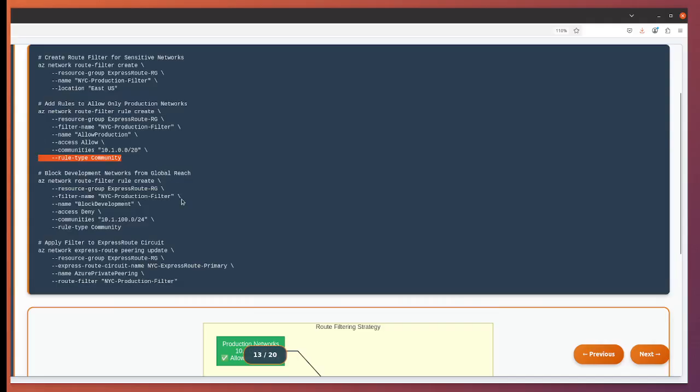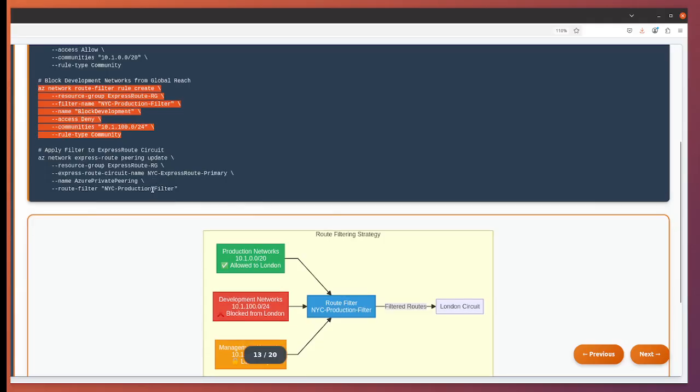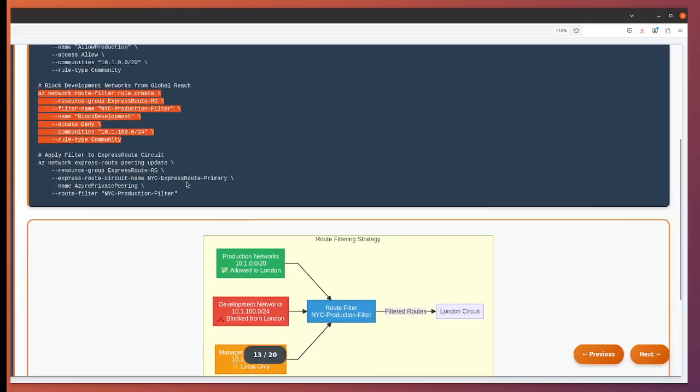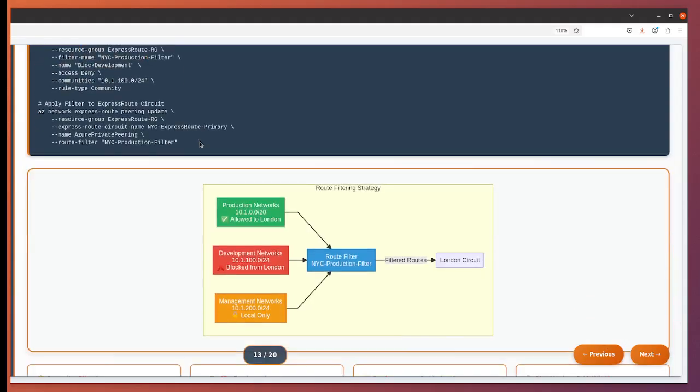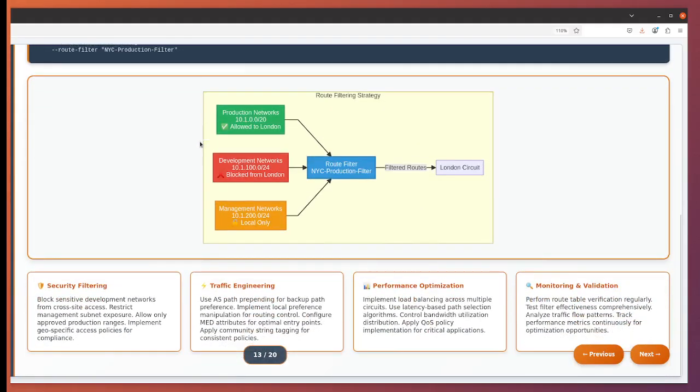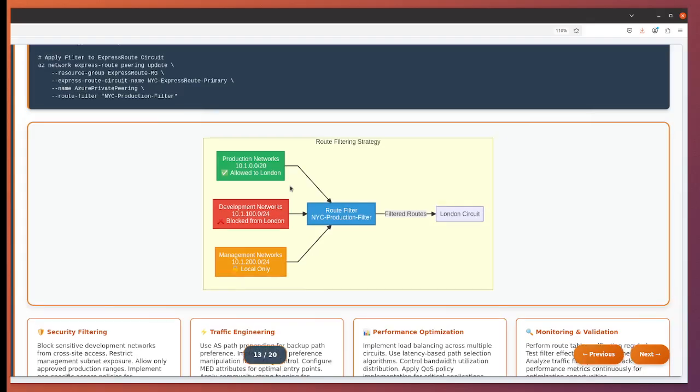The example shows filtering sensitive development networks at 10.1.100.0/24 from being advertised to London, while allowing production networks at 10.1.0.0/20 to be shared. Traffic engineering becomes especially important when you have multiple paths between sites or when implementing backup connectivity through different providers. Consider implementing route dampening to prevent flapping routes from causing instability in your global network topology.